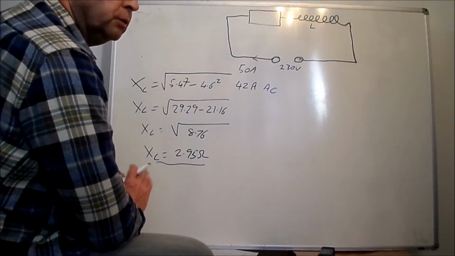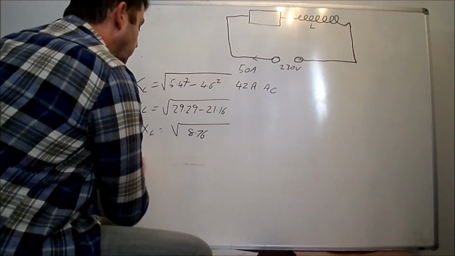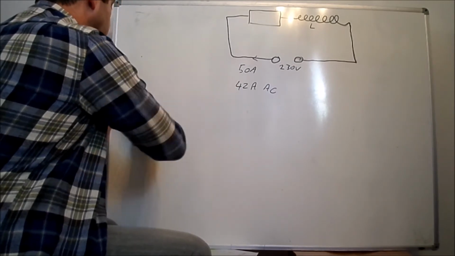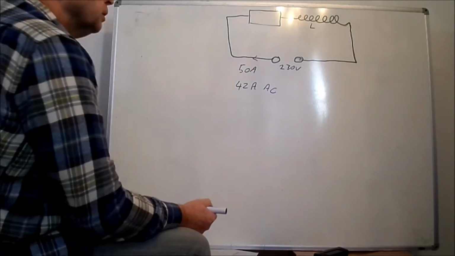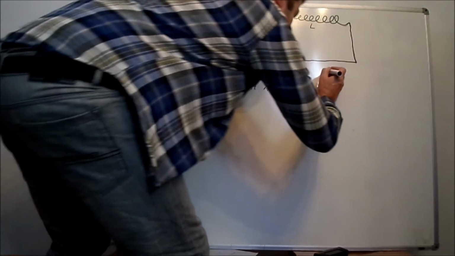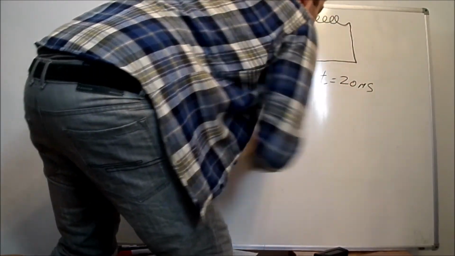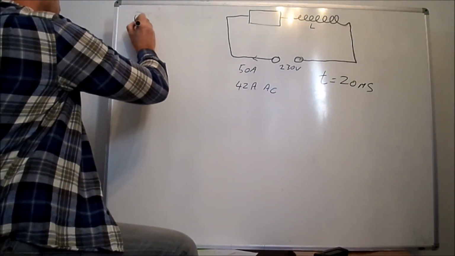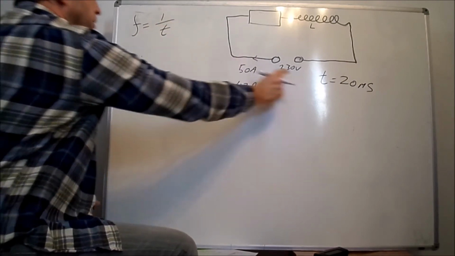Now what we want to do is find the value of inductance of that inductor, the L value. So we need to find the frequency first of all. What we're going to say is this circuit has a time period, T, of 20 milliseconds. So with that in mind, if we remember our old formulas, frequency F is 1 over T, so that's the time.